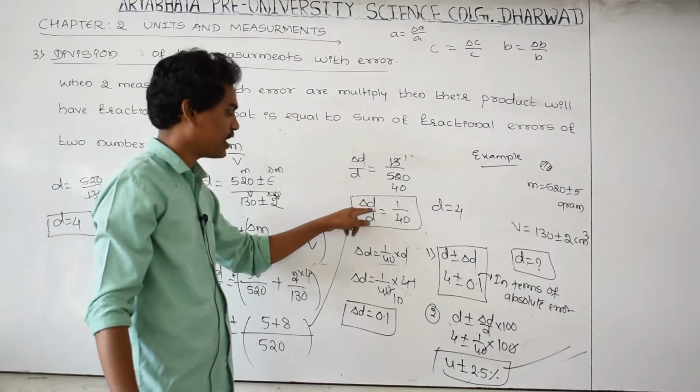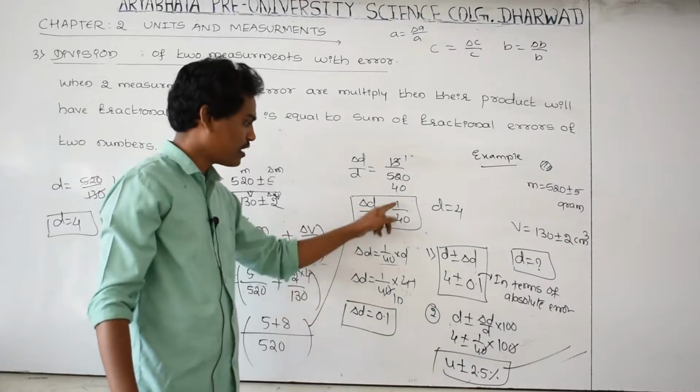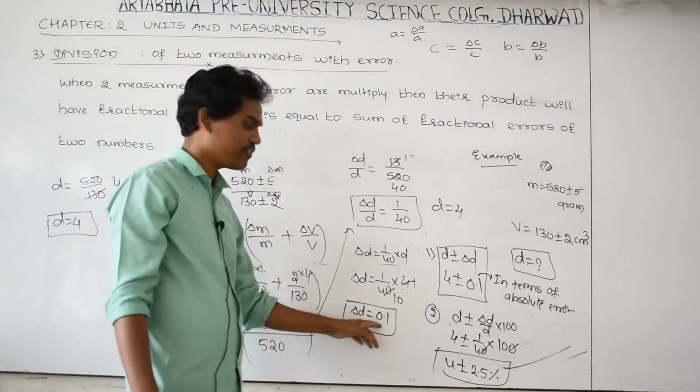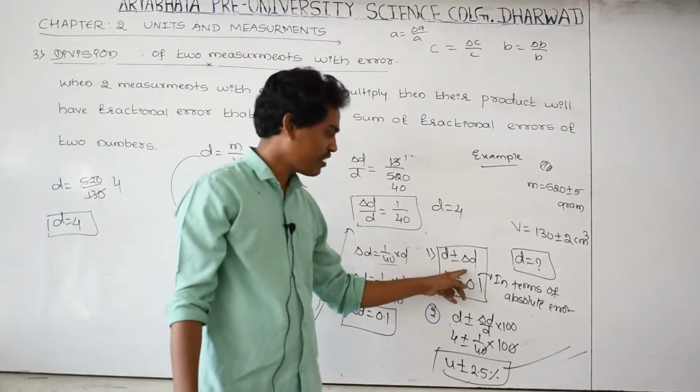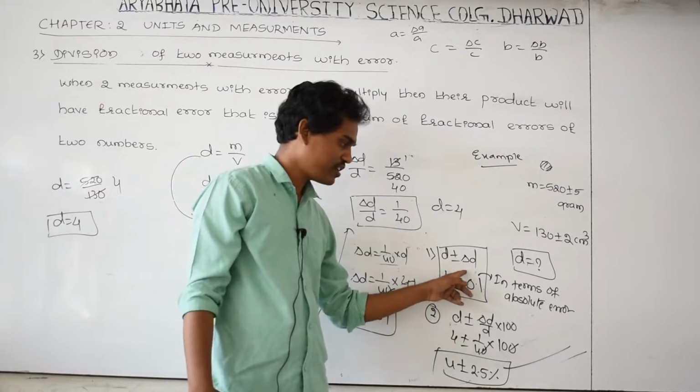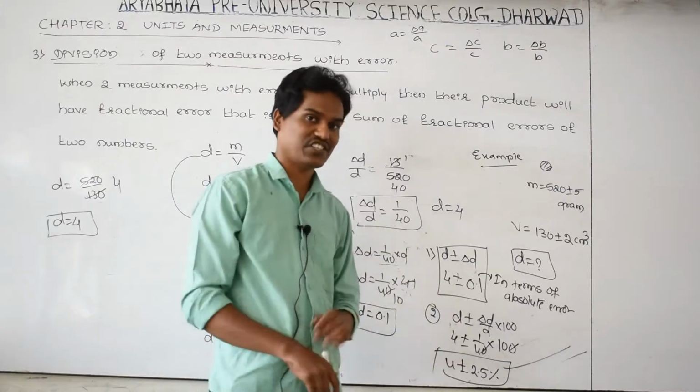I want to find out delta D. Delta D is equal to 1 by 40 into D. The D value I calculated here, substitute, and you get delta D. This is the first way of expression. This is the second way of answer. It is in terms of absolute error, and this is in the form of percentage.